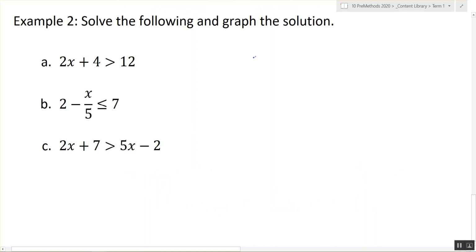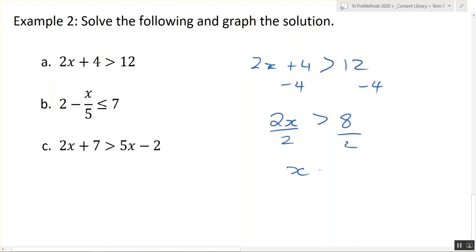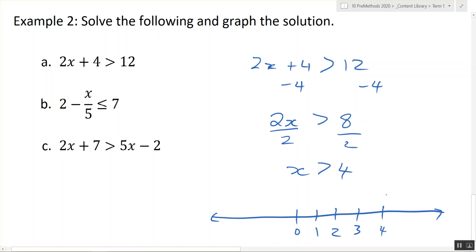So we're going to take 4 from both sides. So -4 from both sides. What are we left with on the left side? And the right side? 8. Okay? Is x by itself yet? So we need to do one more thing. Divide by 2. Yep. Open to the right.